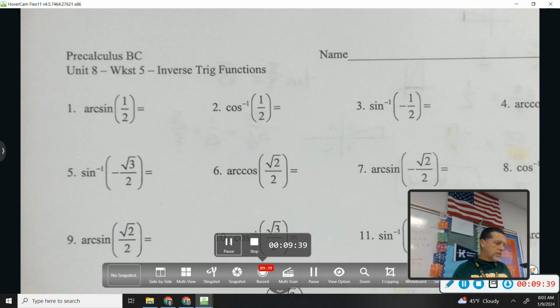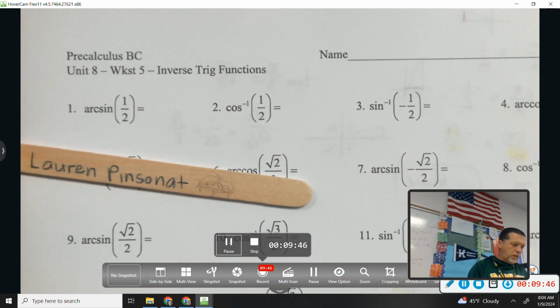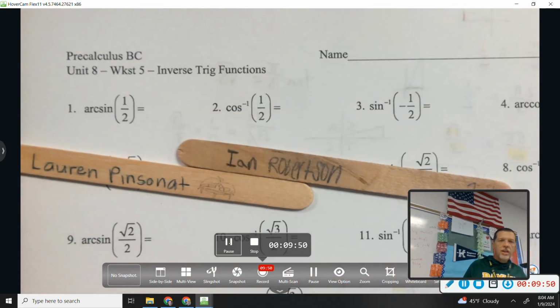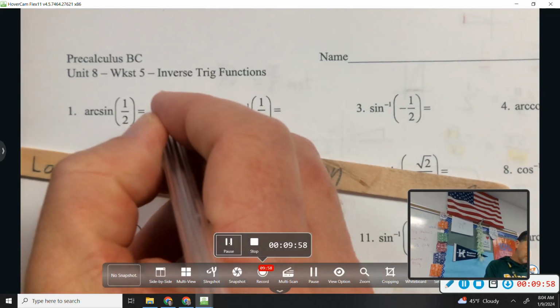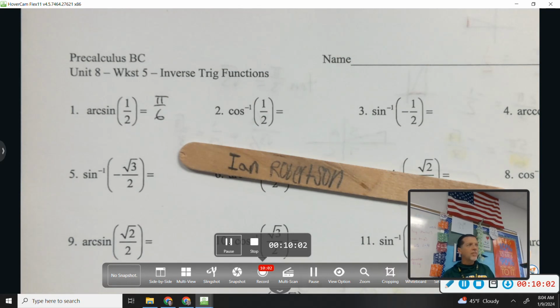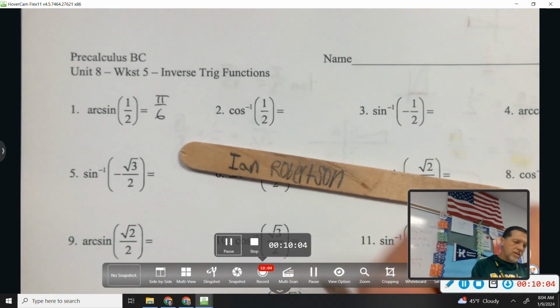So arc sine of 1/2. In fact, I think we can pick on people for the first two. Then we'll be a little more careful. Lauren, arc just means the same thing as inverse. So inverse sine of 1/2. Pi over 6. Ian, inverse cosine of 1/2? Pi over 3.